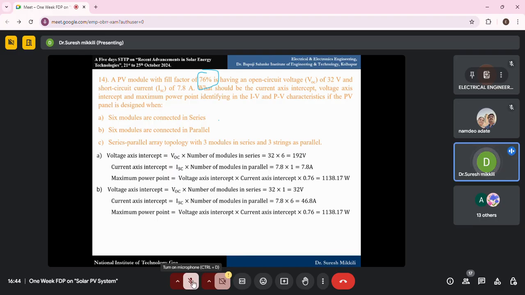If three modules are in series in a 3 by 3 structure, and three strings are in parallel, how much will it be?